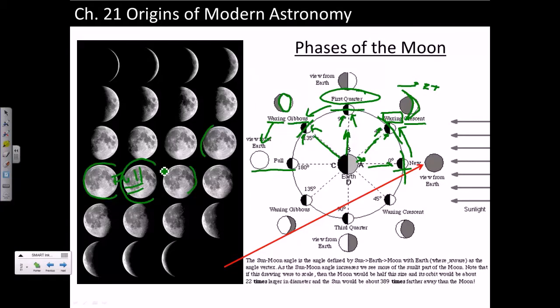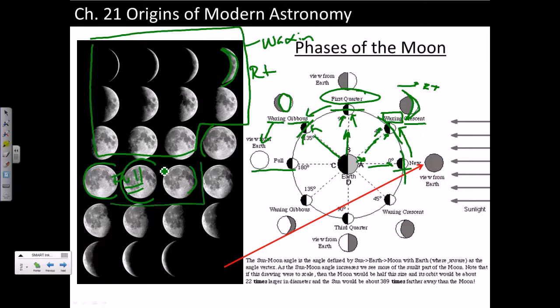Now, I told you that all of these phases in here, we're all going to be waxing, and we can look up at the moon, and you notice the side that is illuminated here is on the right. Okay, so that means that all of these are waning.